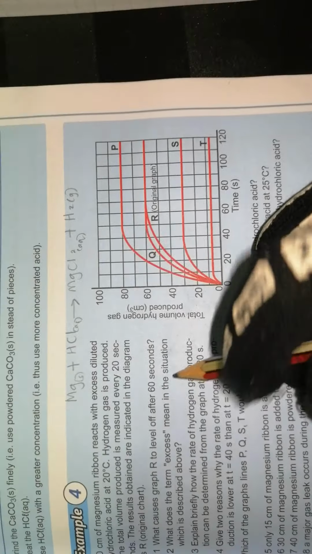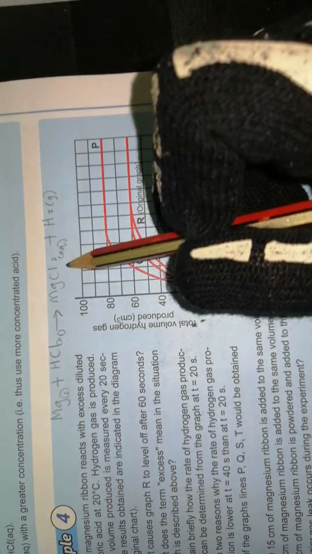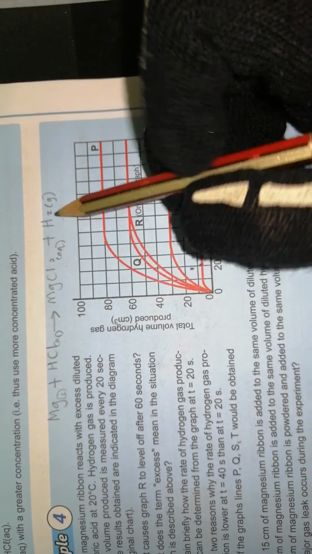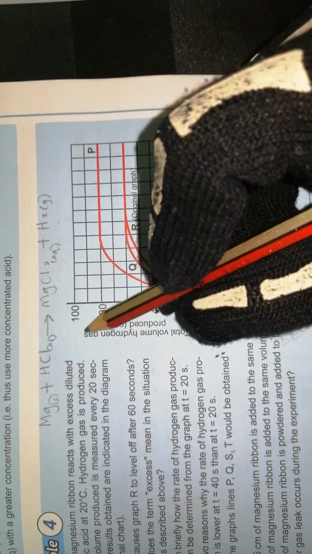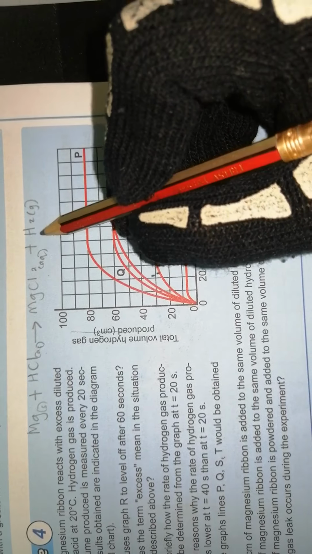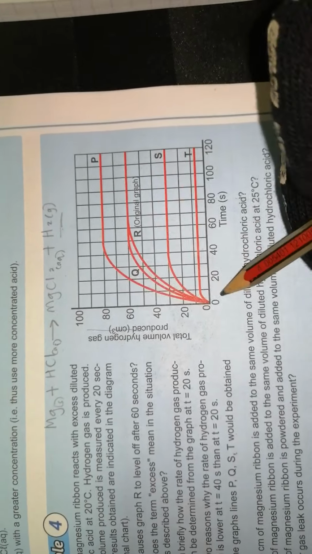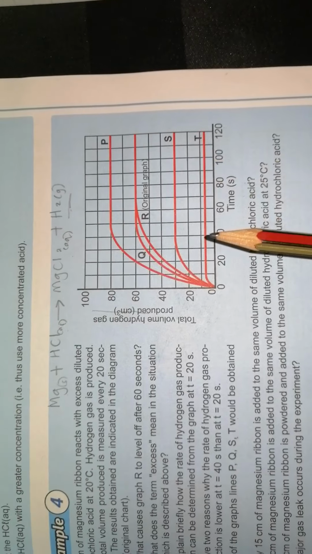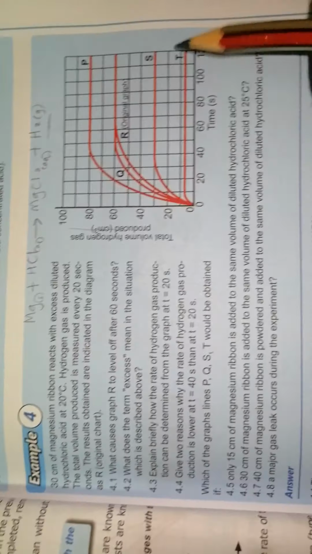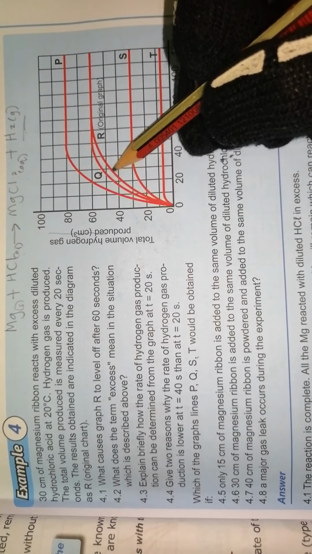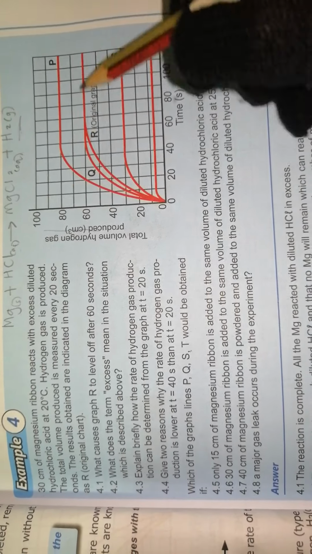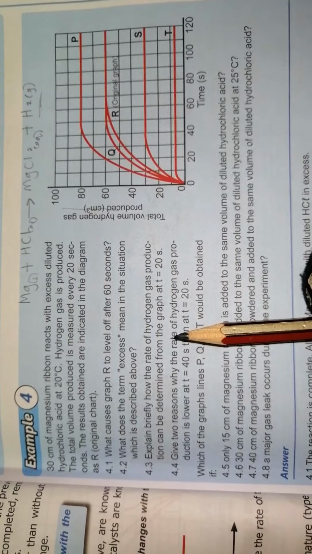Right, so the reaction we're looking at here is magnesium plus hydrochloric acid giving you magnesium chloride and hydrogen gas. And this graph is specifically showing us the hydrogen gas versus time. Since hydrogen is the product, the graph is increasing. R is the original chart, so R is the one where they used all of these conditions explained. Okay, 4.1.